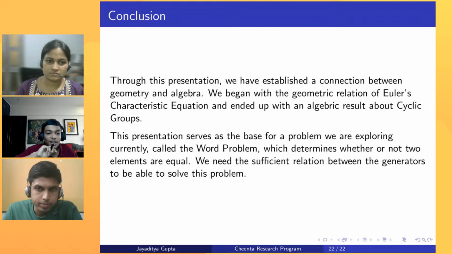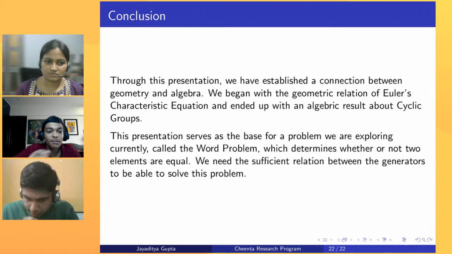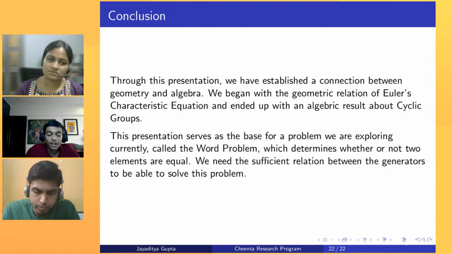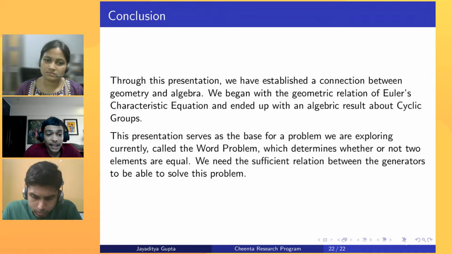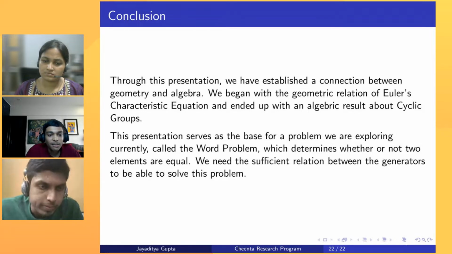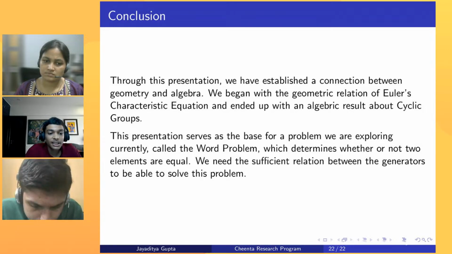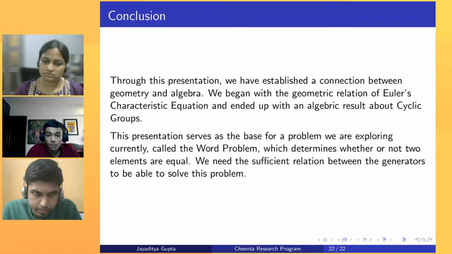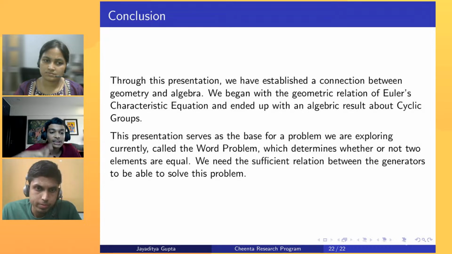And to conclude, I would like to tell you all about a problem that we are solving as of now, which is called the word problem. And this is the base to solving the word problem. The word problem actually determines whether or not two elements in a group are equal. And it is not easy to determine the sufficient relations between the generators of a group. But if we had the sufficient relation between the generators, then it would be very easy to determine whether or not two elements are equal, which is why using group diagrams and the relation between the genus and the number of elements helps us in solving the word problem.